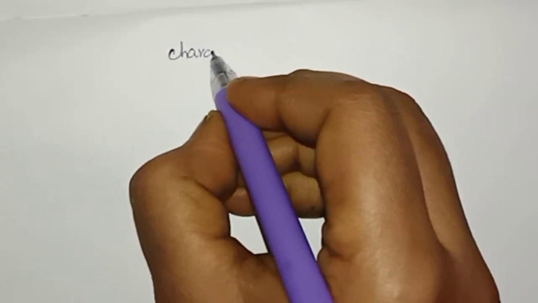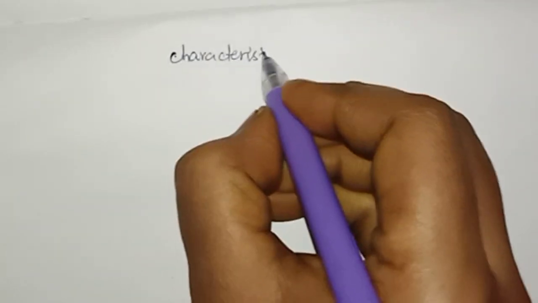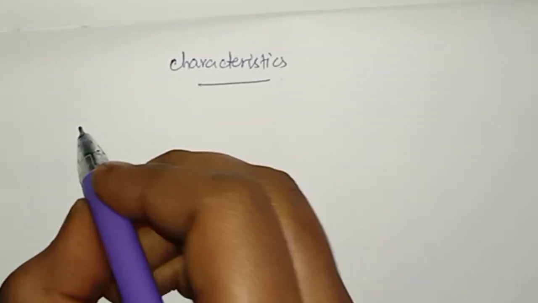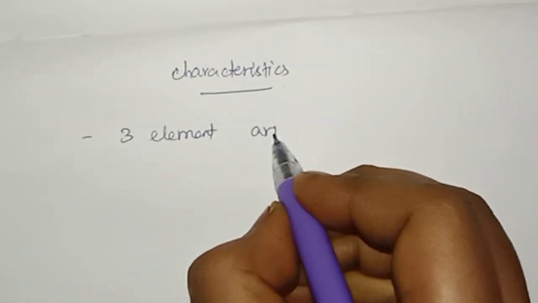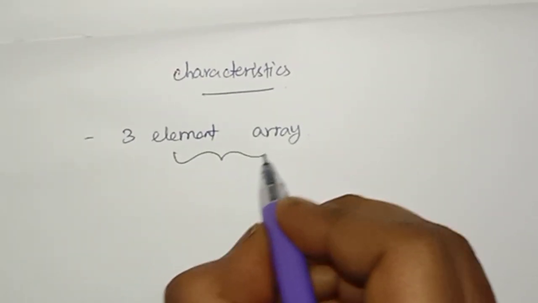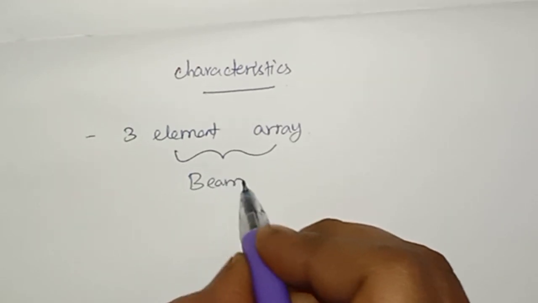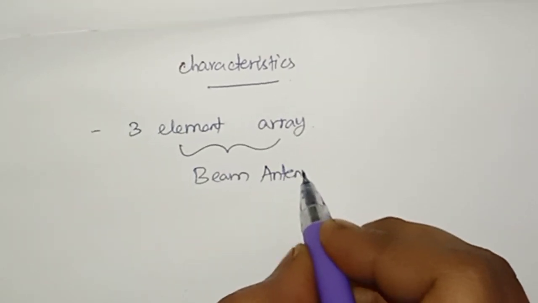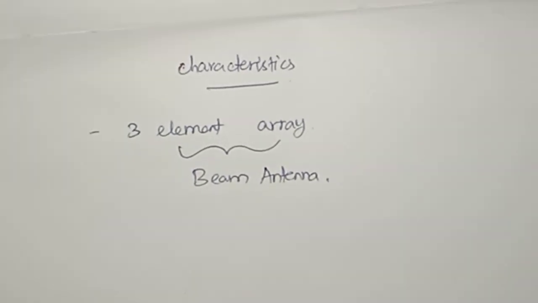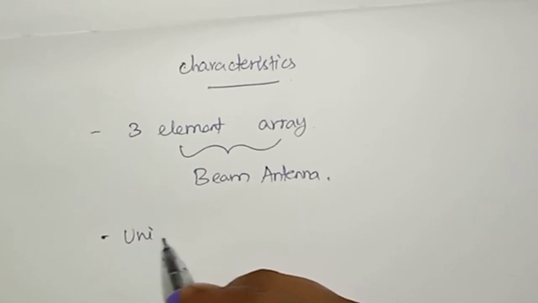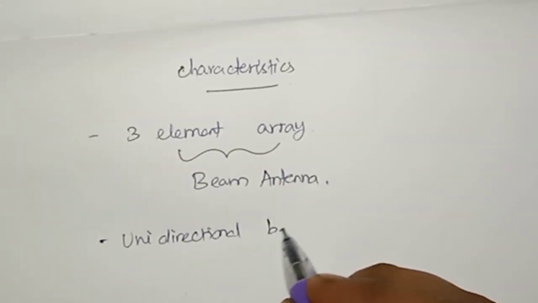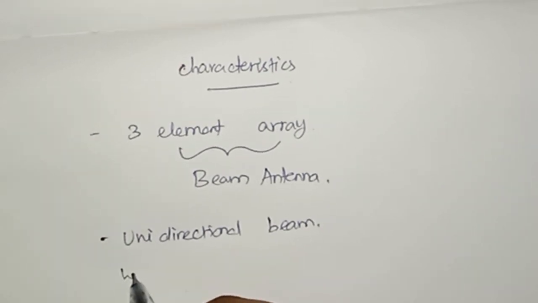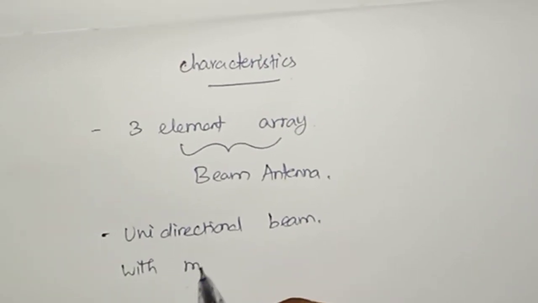Let me move to the characteristics of the Yagi antenna. We all know it is a three-element array. What are they? Half-wave dipole element, reflector and director. Hence it is called a beam antenna. The second point is it is a unidirectional beam with moderate directivity. Directivity is moderate over here.